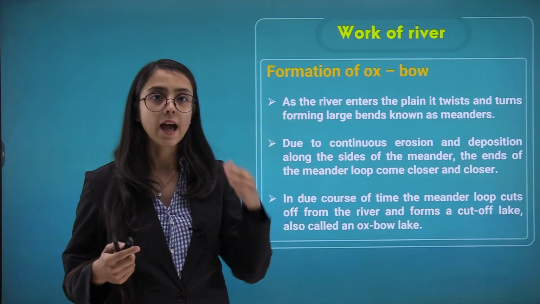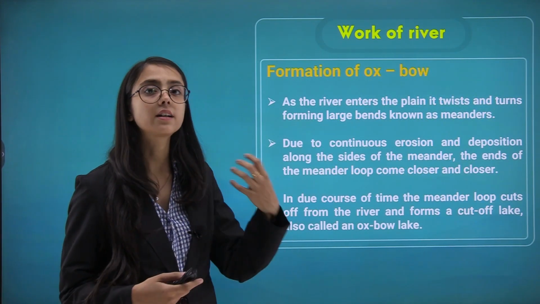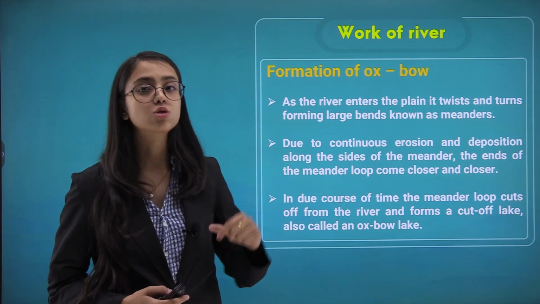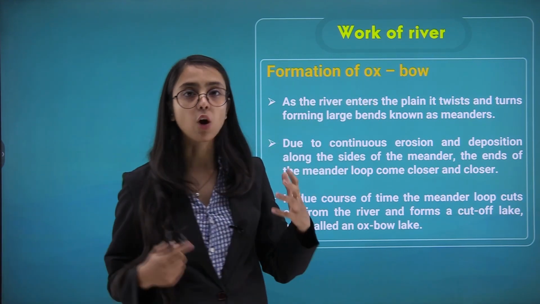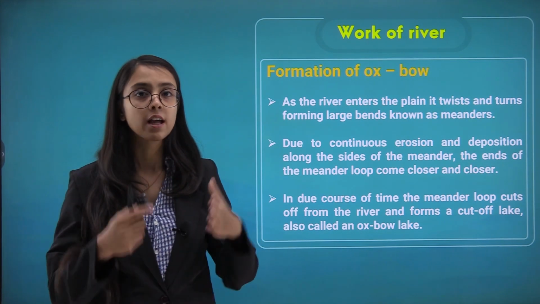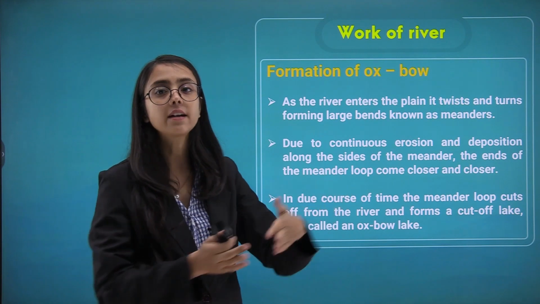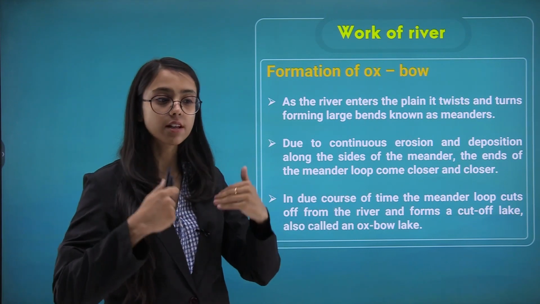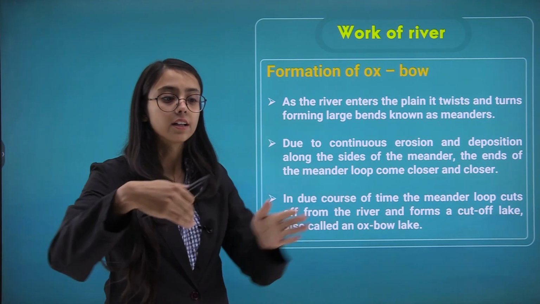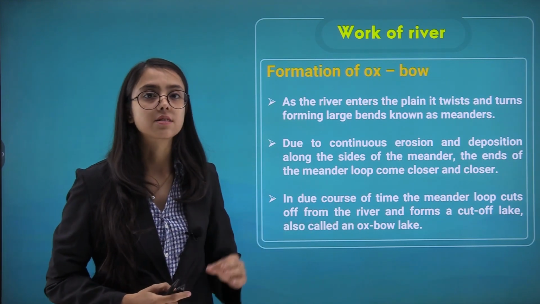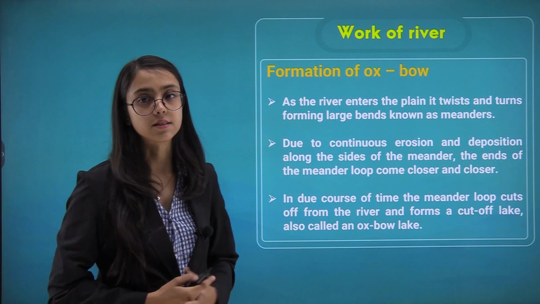Work of river. As a river flows, we have studied that it creates erosion and deposition of soil, but it also forms an oxbow. Now we will study what an oxbow is. As a river enters a plain, it twists and turns. The river never flows in a straight way. There are turns and twists. These bends are known as meanders.